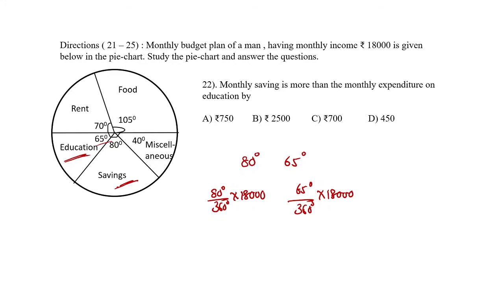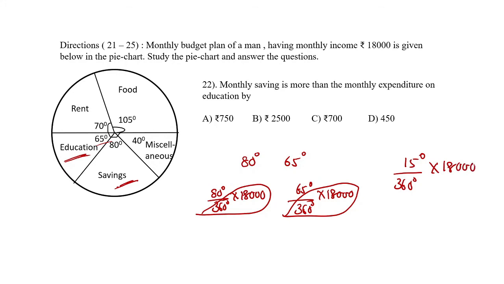Or directly calculate the difference, because the rest is common in these two. Directly take the difference. What is the difference? 15 degrees. 15 degrees by 360 degrees into what value? 18,000. So this 18, 2 times; 0, 0 gets cancelled, and 50 times. So here 5 is 25, 1 5 7, 750 is the result.